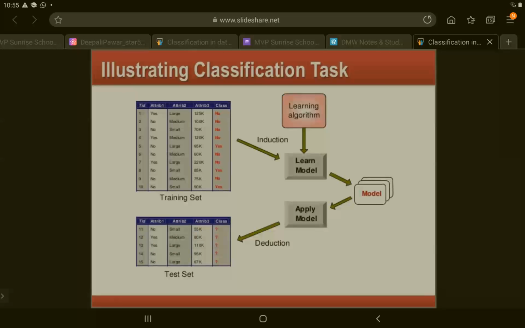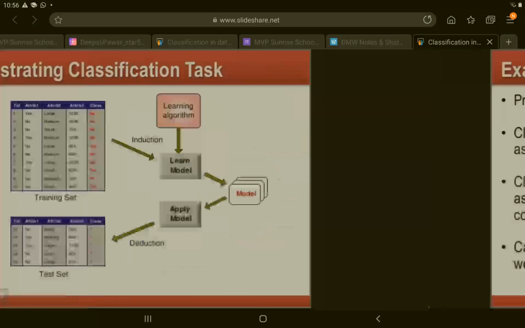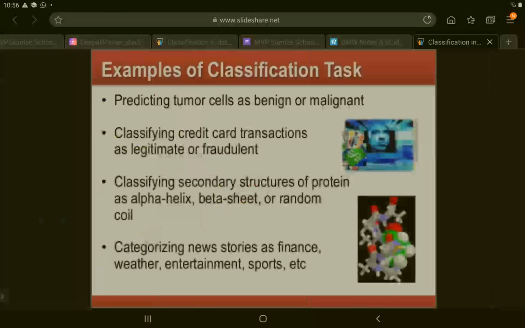Again I'm repeating, there are two concepts: the training data set and the test data set. The training data set is used to learn or create the model according to the learning algorithm, and we apply the model for testing our test data set. According to that we perform the classification task. Next, what are the different examples of classification tasks?